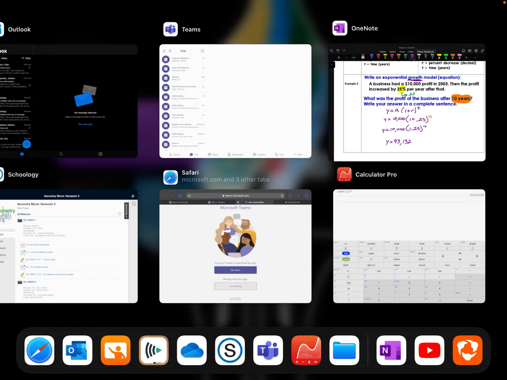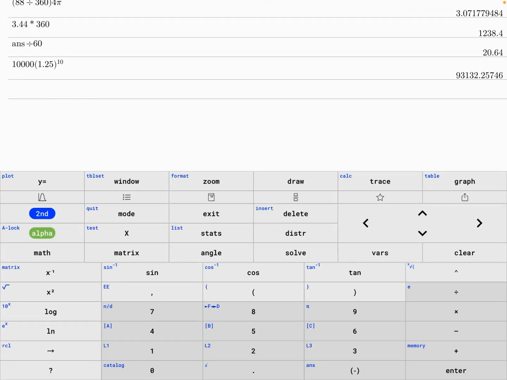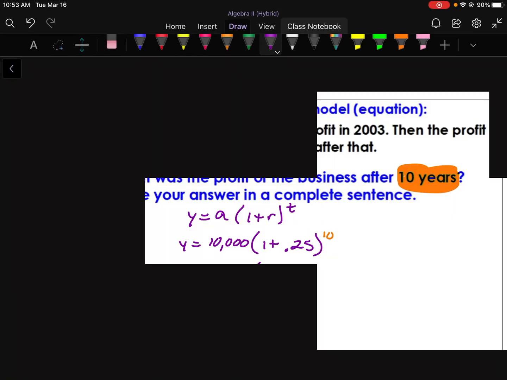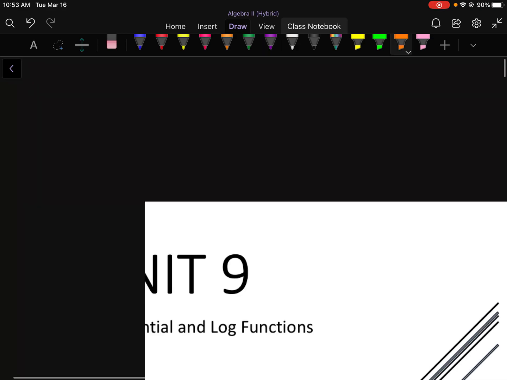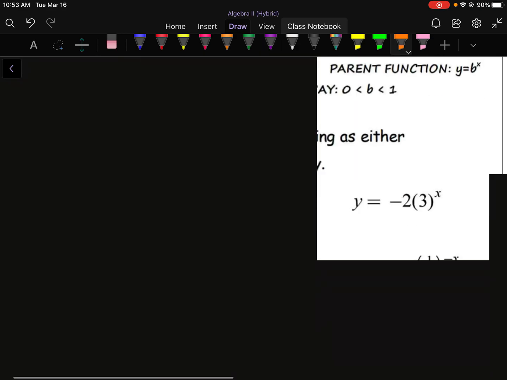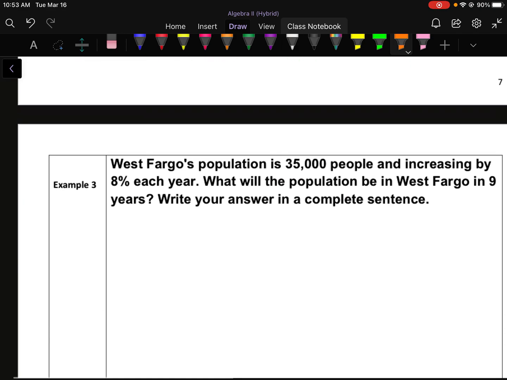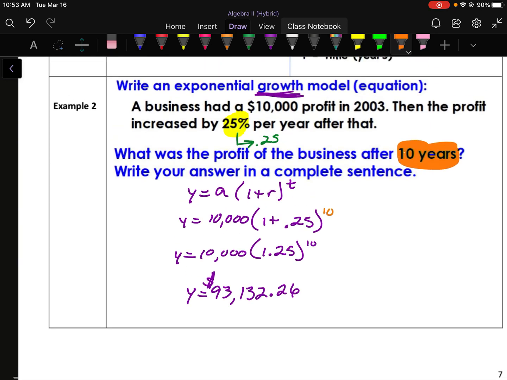And then because we are talking money, we should just round appropriately. It'll change each problem. I'll let you make that decision yourself. But money, you should round to the nearest cent. So we'll go 0.26. And then make sure you have a label. And there you go, $93,132.26.